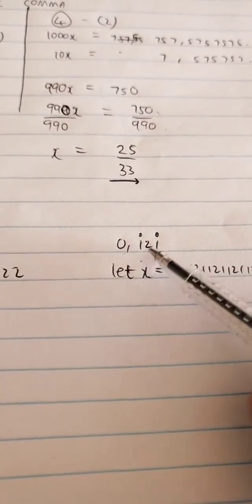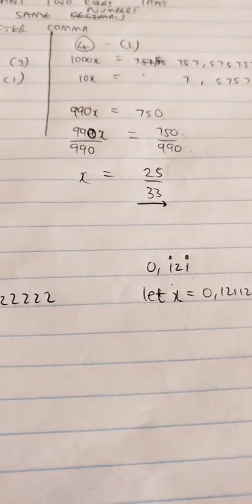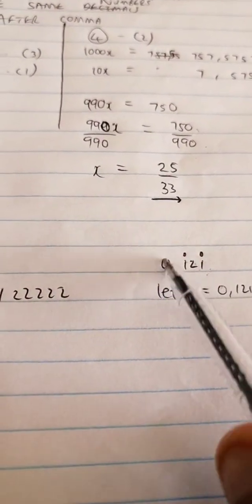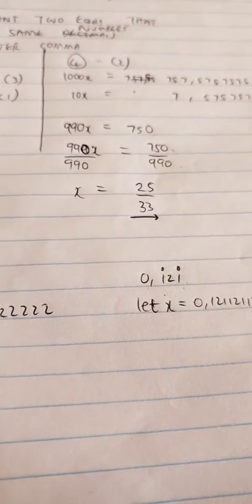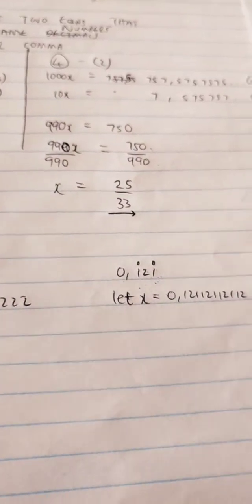Okay, 1 to 1, 1 to 1, 1 to 1 repeats. The 3 digits 1 to 1 repeat themselves. Okay, that's what that means. So I need you to understand that, so that when you do problems, you are able to do them in a way that is fitting.